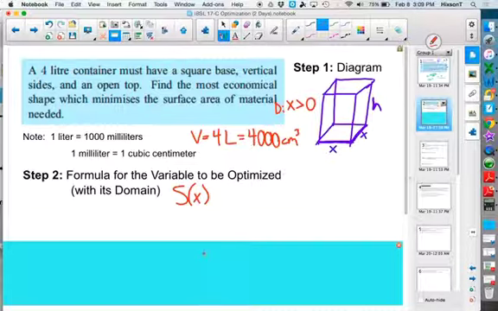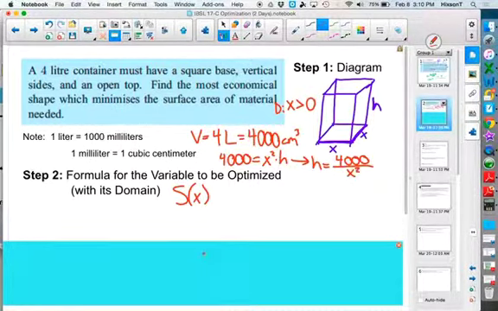Now, how do you find the volume of a prism? Base times width times height. So x times x times h, right? So I know that 4,000 equals x squared times h. So that now tells me what h equals. What does h equal? 4,000 over x squared. There we go. 4,000 over x squared.